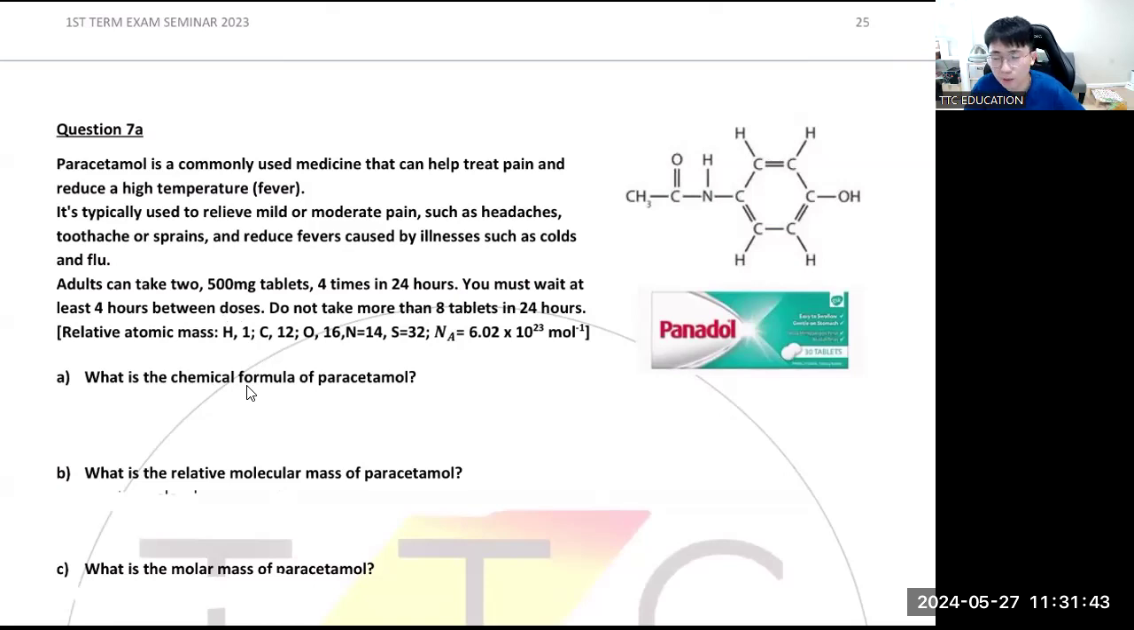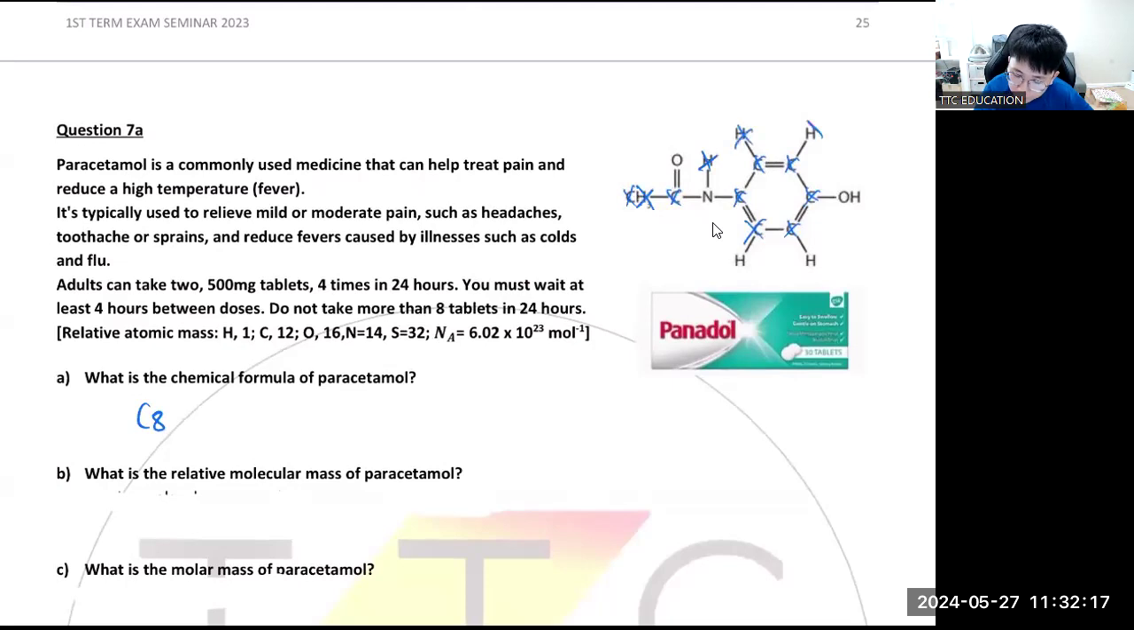Like you see, magnesium oxide is MgO, copper oxide is CuO. The chemical formula is the symbol for all the chemicals. Even though you do not know what paracetamol is, you see the diagram they give you. Just count and total up everything you have, and then you know the paracetamol chemical formula. Count your C: 1, 2, 3, 4, 5, 6, 7, 8. So C8. Then how many H? 3, 4, 5, 6, 7, 8, 9. So H9. Then oxygen is 1, 2, so O2. And N is only one. So it is C8H9O2N. The sequence doesn't matter, guys.